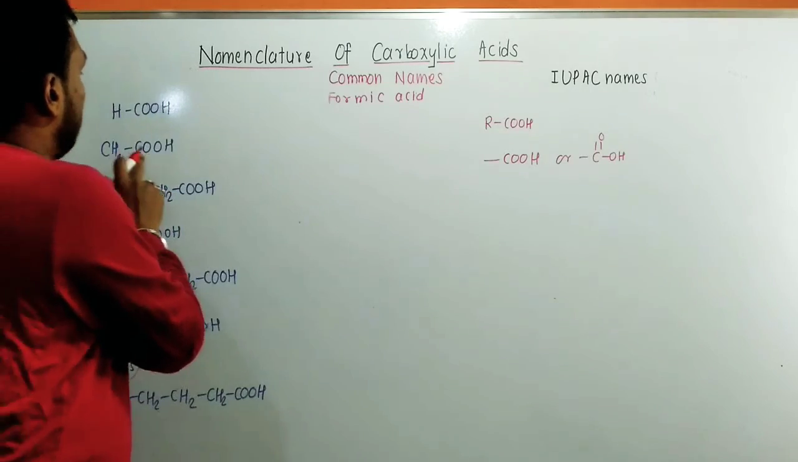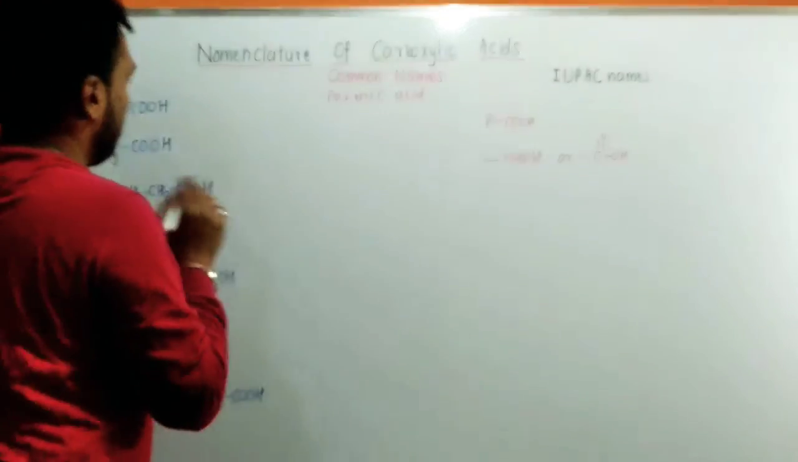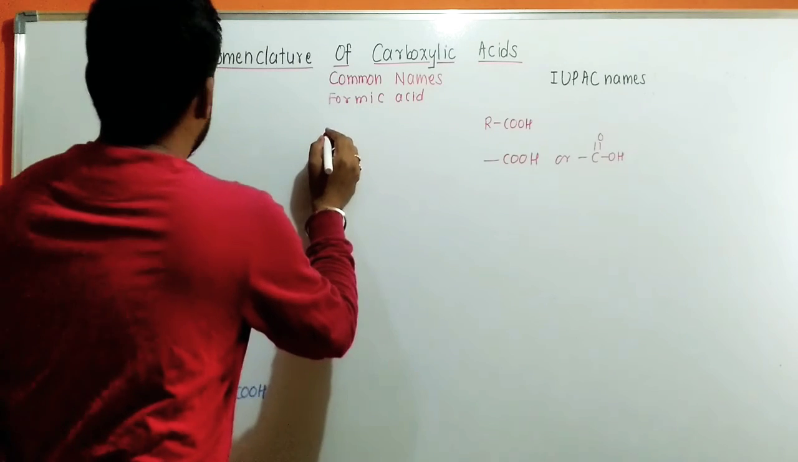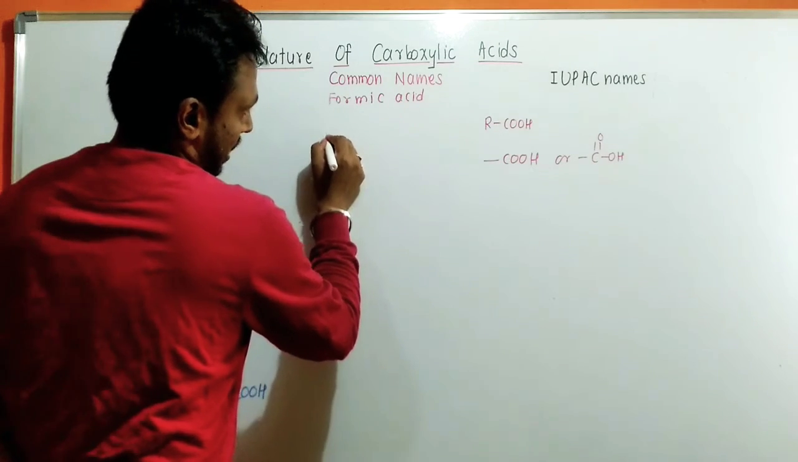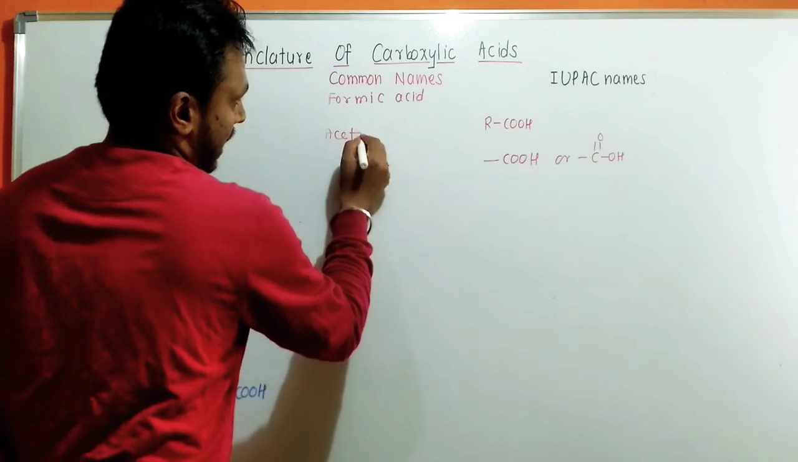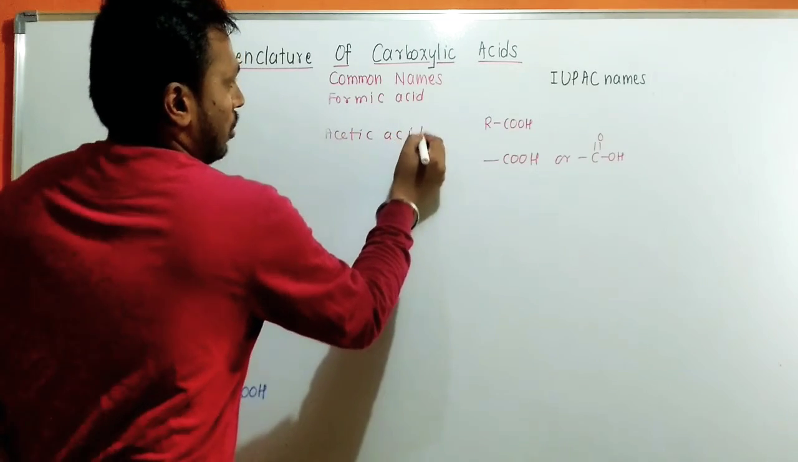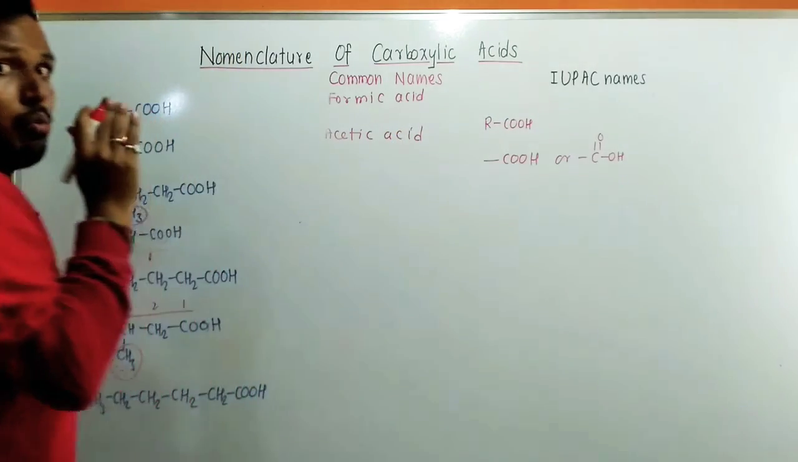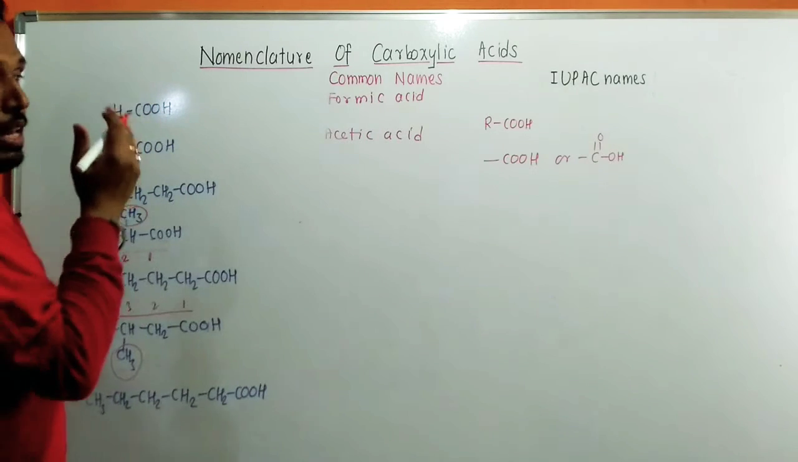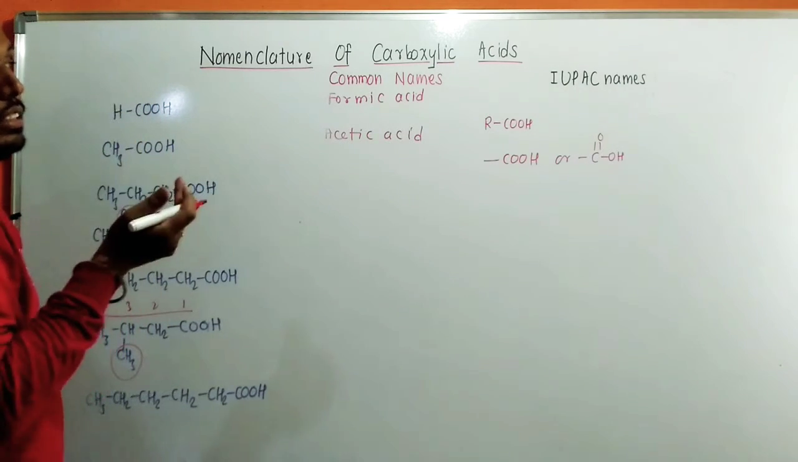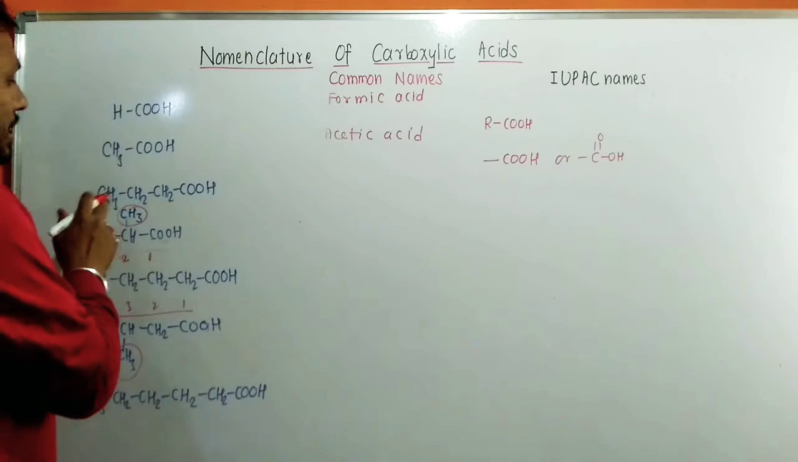In the same way, how many carbon atoms are we having here? 2. So in common name, the carboxylic acid containing 2 carbon atoms is called acetic acid. The word acetum came from vinegar, and the carboxylic acid in vinegar is called acetic acid.